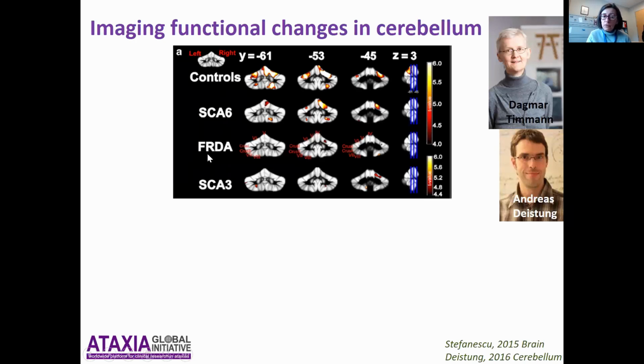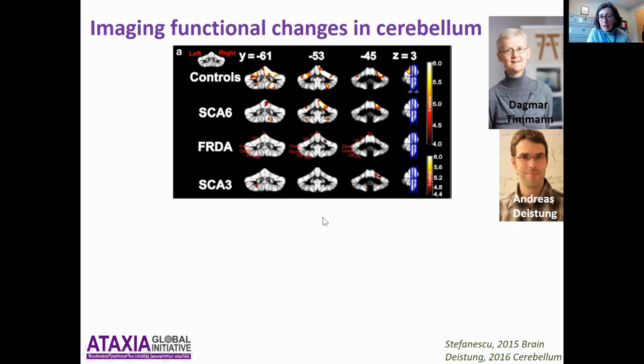I mean, you look at Friedreich's ataxia, for example, where the morphometry of the cerebellum is pretty intact. By looking at conventional images, you can't see a difference. There is no atrophy, but functionally, all that activation is lost. Very similar story in SCA3.